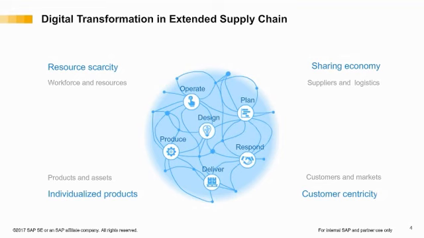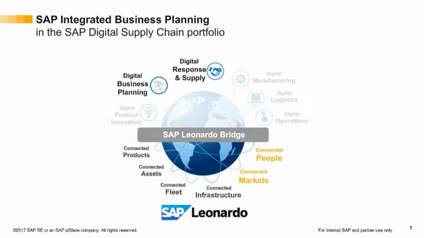and business process automation. This is how integrated business planning functionality fits into the digital supply chain powered by SAP Leonardo, which is on the upper part of the image, and in particular with the two areas of digital business planning and digital response and supply. Of course, it is very much related to the major part of the Leonardo portfolio, the upper part of the image, and in particular with connected products, connected assets, connected fleet, and connected infrastructure.